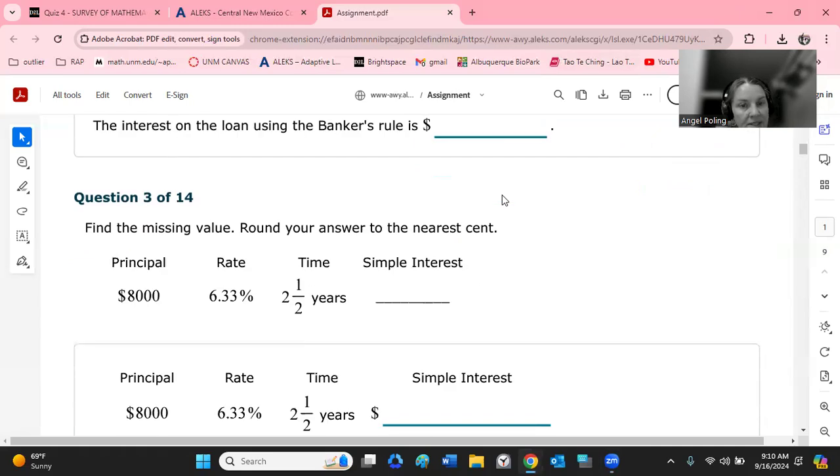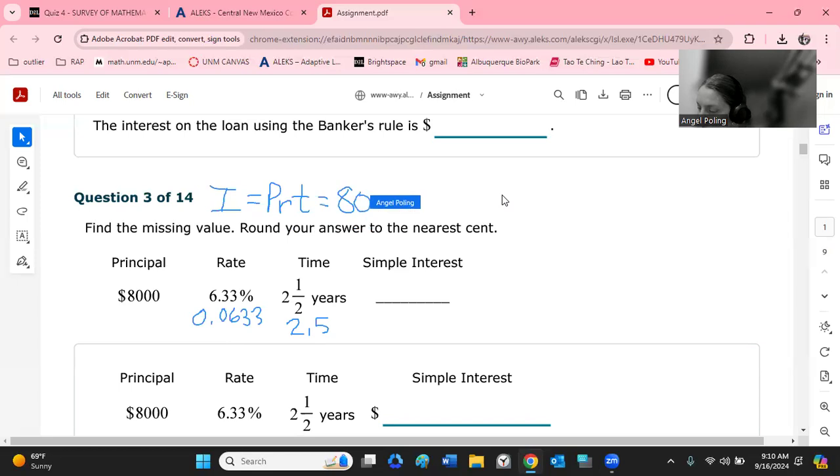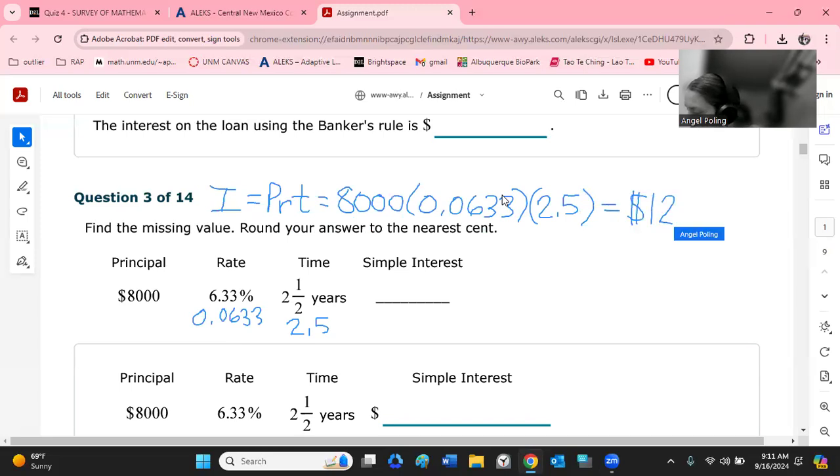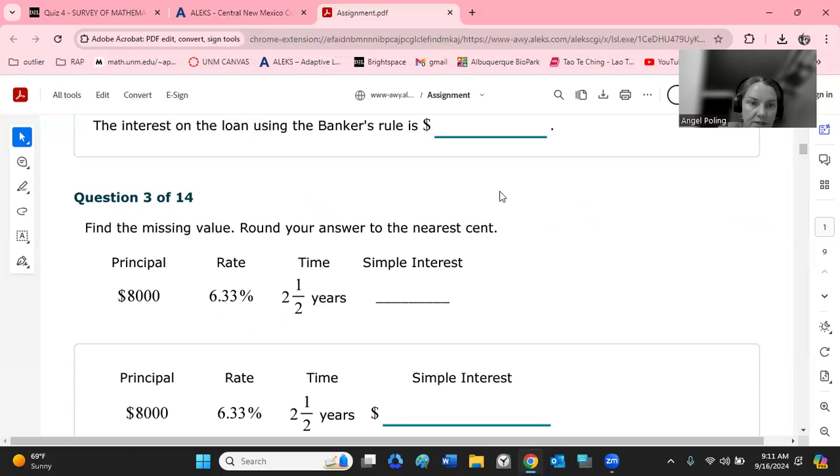Number 3, they want us to find I, and they give us the P, the R, and the T. So 2.5 years is 2.5. The 6.33 interest rate is 0.0633 in decimal form. So I equals PRT is just to multiply the 8,000 times 0.0633 times 2.5. And this gives me 1,266. It's pretty straightforward on that one. I equals PRT, simple interest.